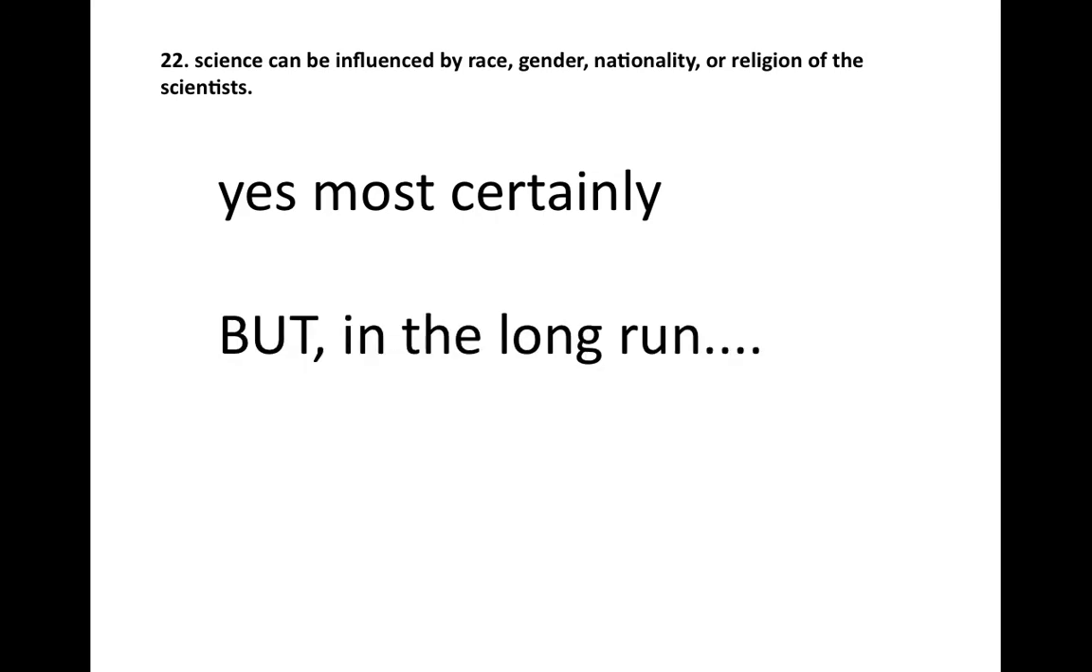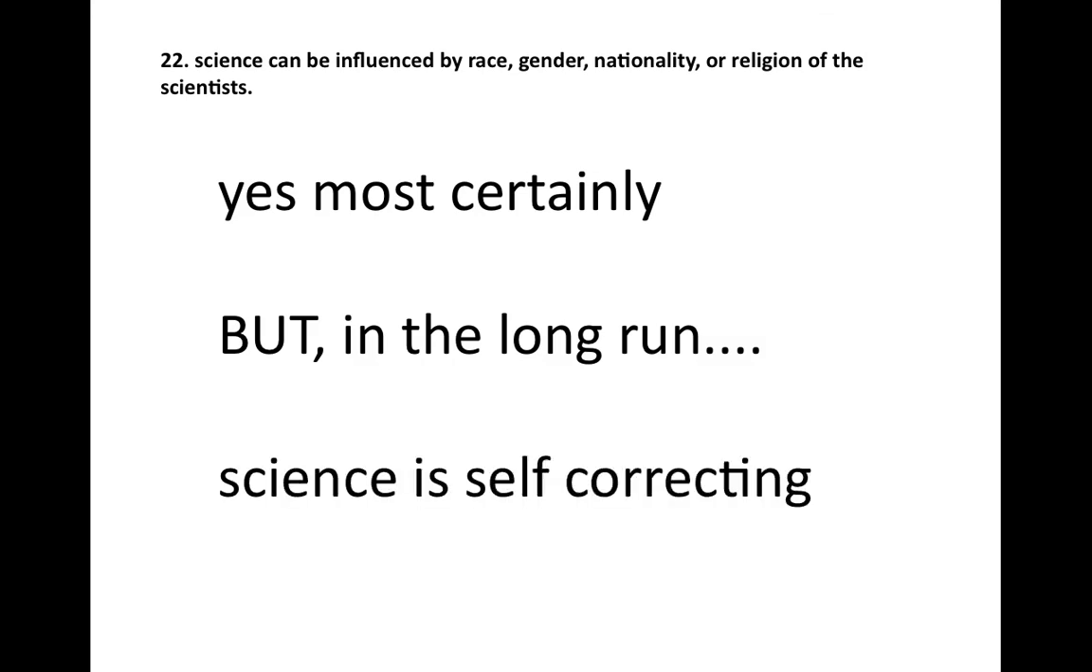So here, let's have a look at: science can be influenced by the race, gender, nationality, or religion of the scientists. So yes, at a basic level, because we're all humans, our interpretation of data and how we conduct the experiments and so on are certainly influenced by our biases, which come from our race, our gender, nationality, religion, and so on. But because of the nature of science, in that science is firstly peer-reviewed, science in the long run is actually self-correcting. On a societal level, society actually determines the areas of science we investigate.